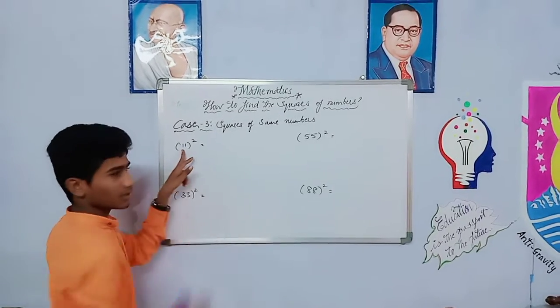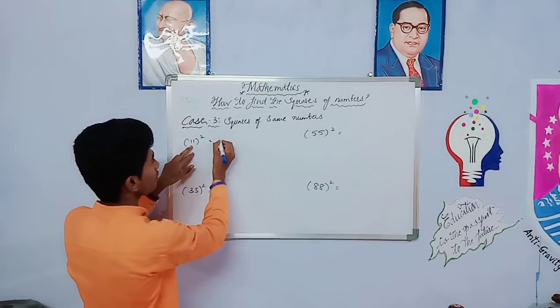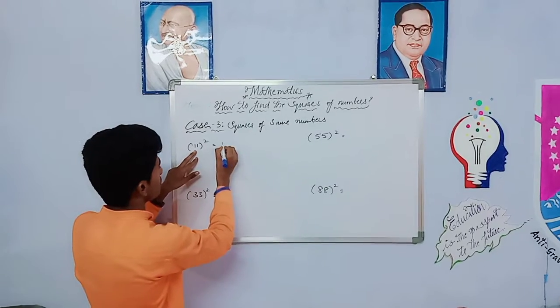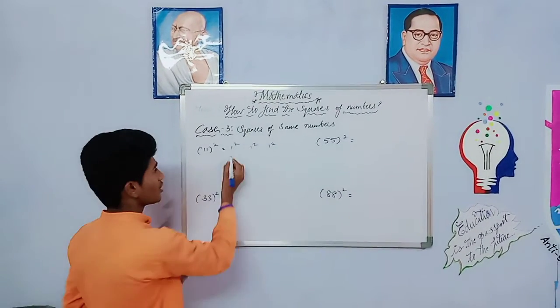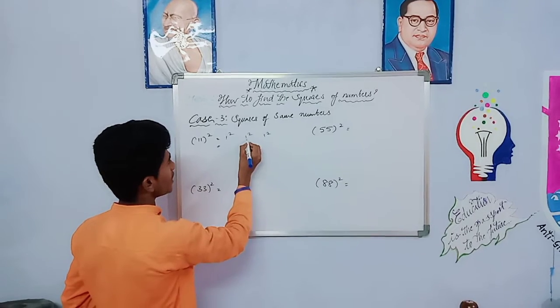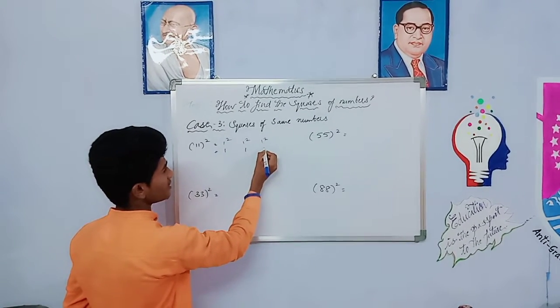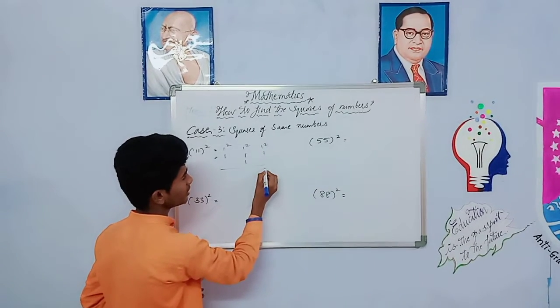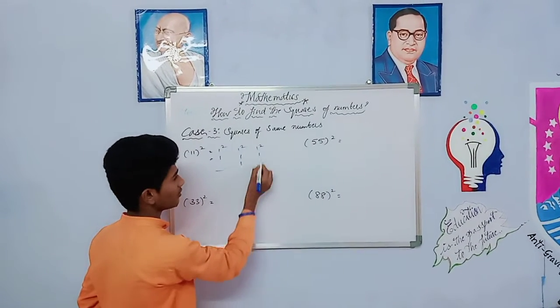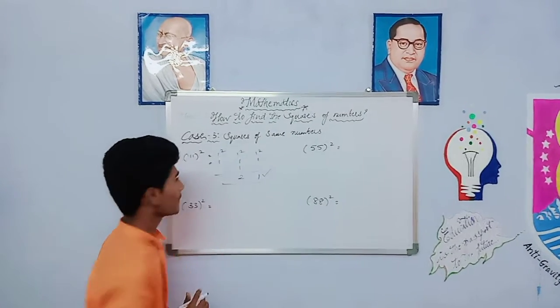Okay, 11 square is there, same digits, so you have to square it. 1 square equal to 1, 1 square equal to 1, 1 square equal to 1. In the middle you have to add the same digit: 1 plus 1 is 2. So 121 is the correct answer.